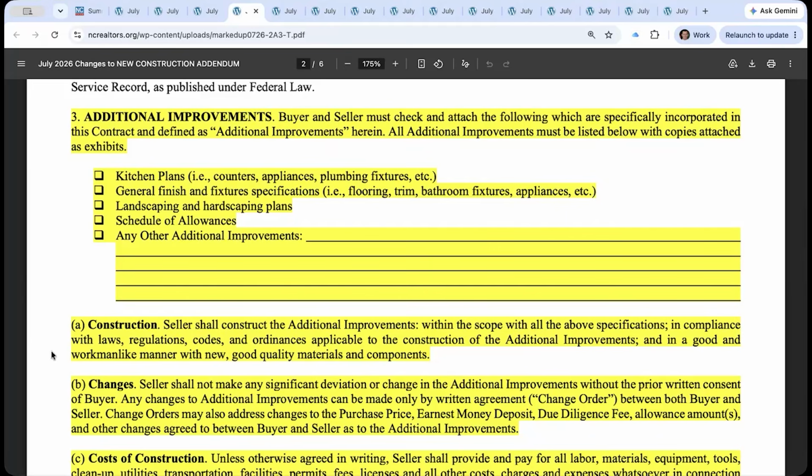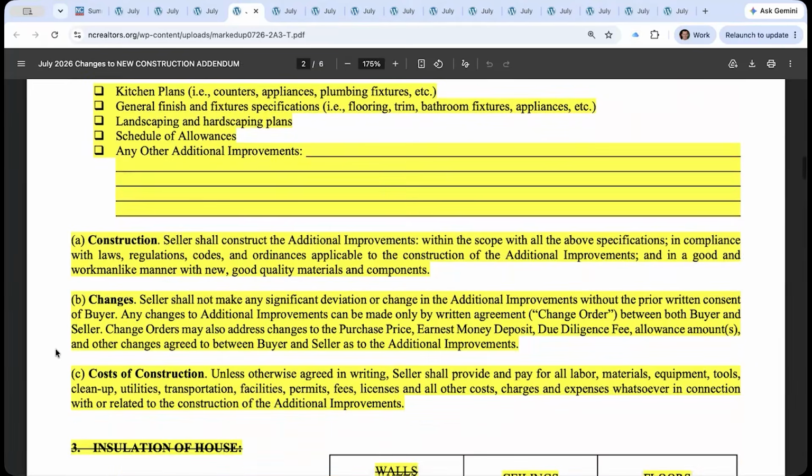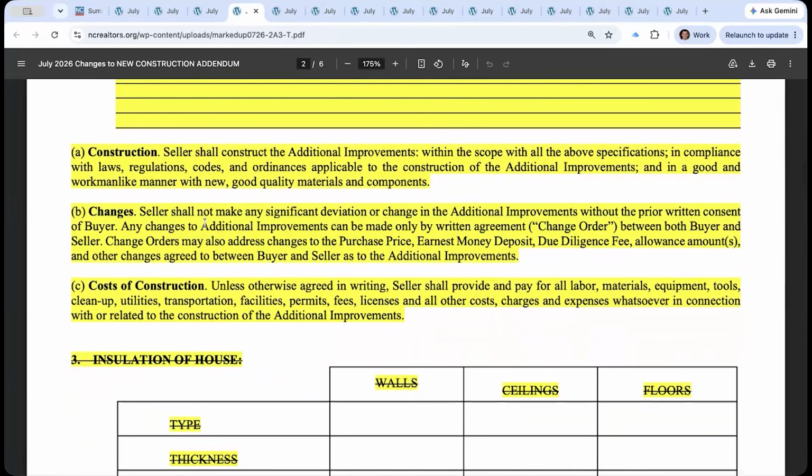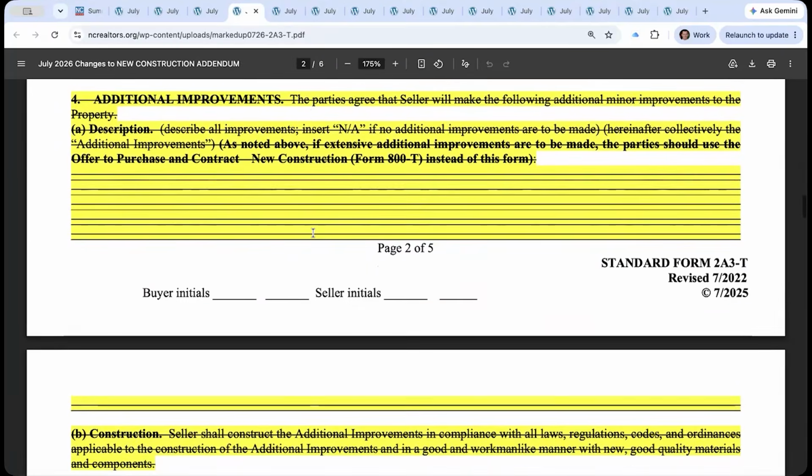Now you have a section for additional improvements. You also have a beefed up paragraph B for changes and change orders. Otherwise, construction, A and C, and cost of construction, those are substantially the same. But changes, and change orders here, is a pretty big change to help accommodate that.